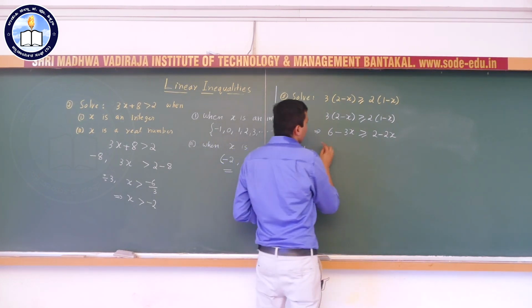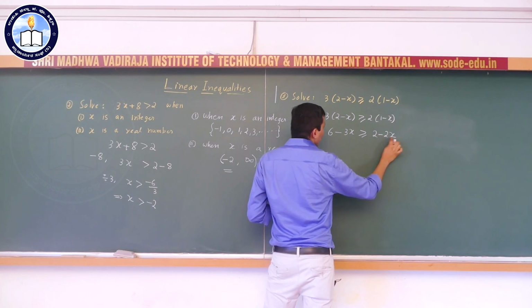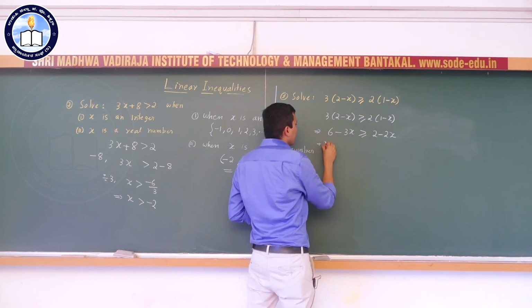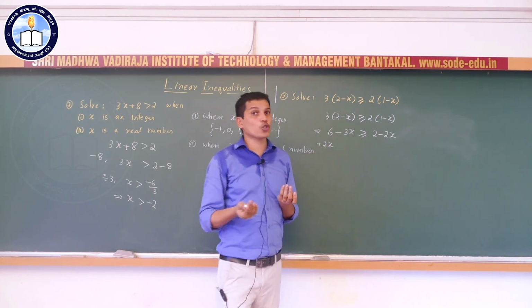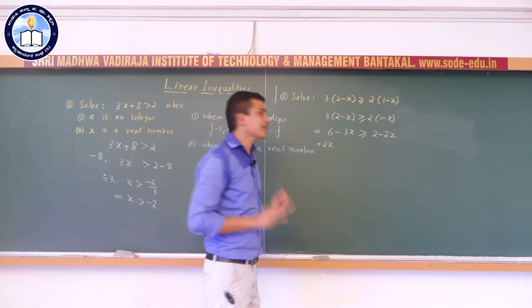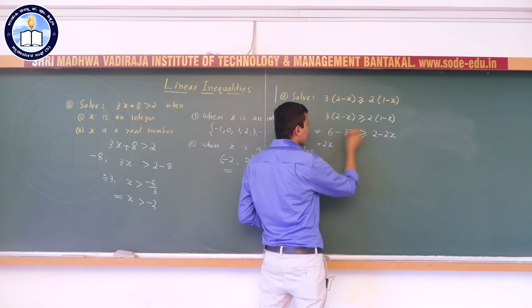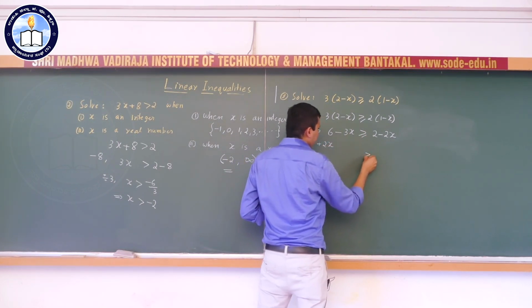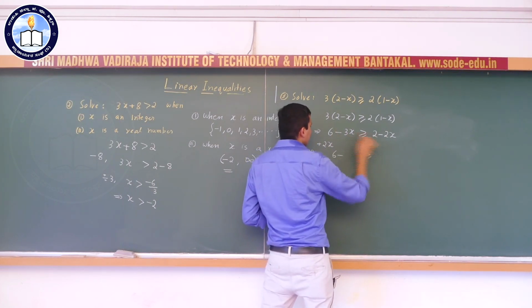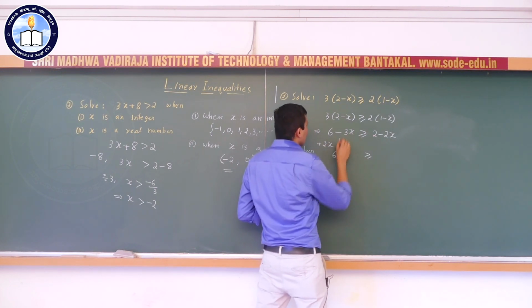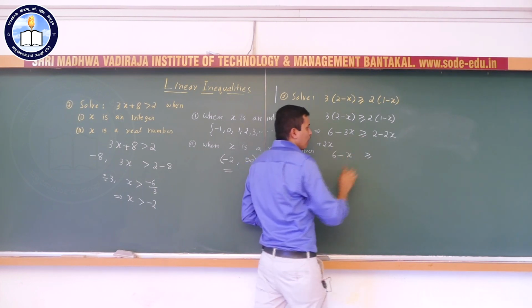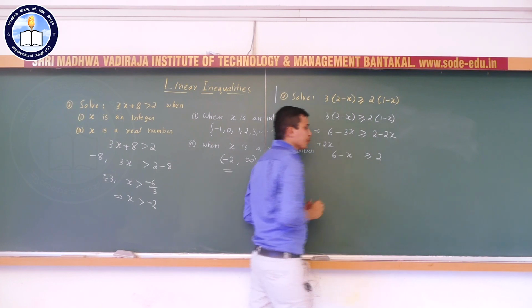Now what I do is, I need to get this 2x on the left side, so that's why I'm going to add 2x on both the sides. I don't know whether 2x is a positive or negative number, but nothing to worry, while adding or subtracting the inequality remains the same. So I add 2x on both the sides, keeping the inequality the same. Here it is 6 minus 3x plus 2x, so it comes as minus x, and the right side part remains 2.